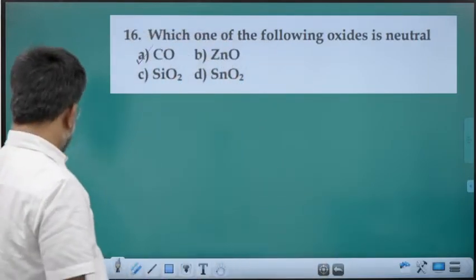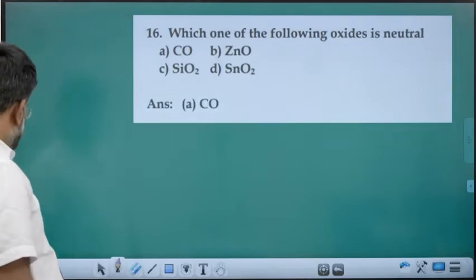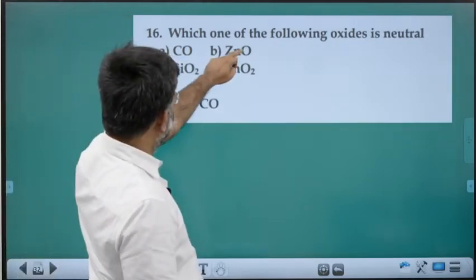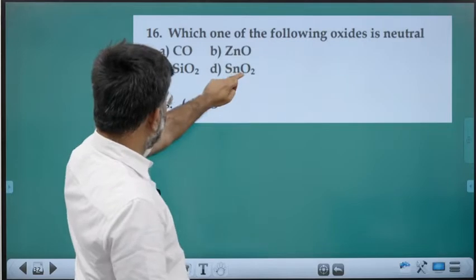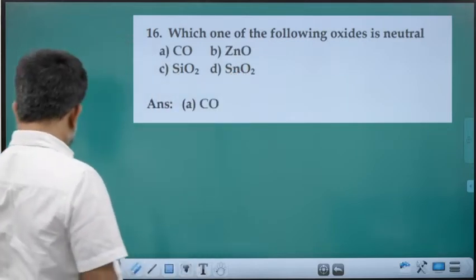Next. See, this is neutral, this is amphoteric, this is acidic, this is also amphoteric. Next.